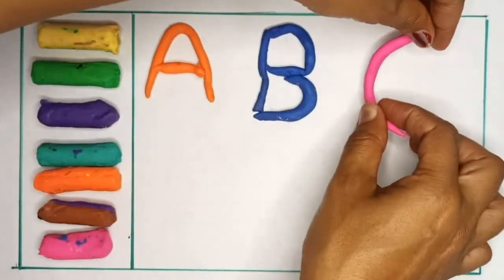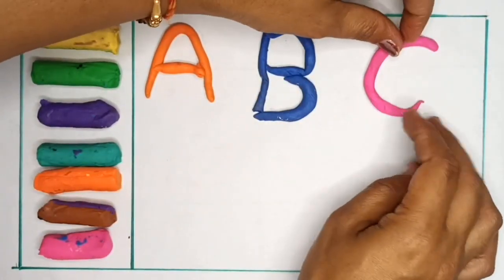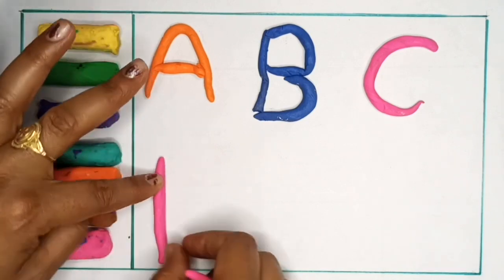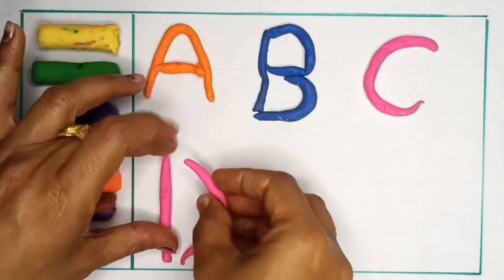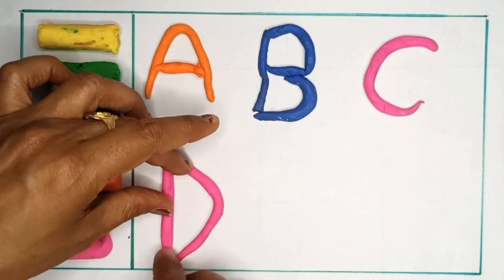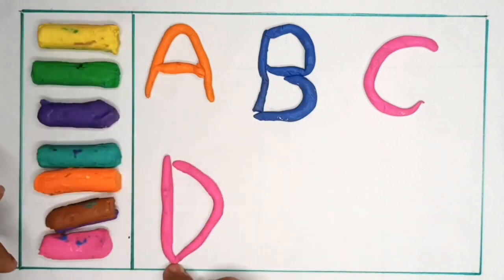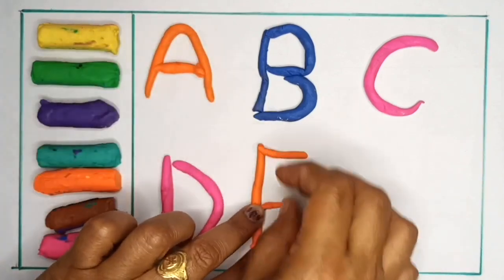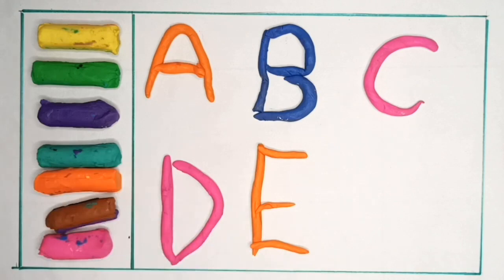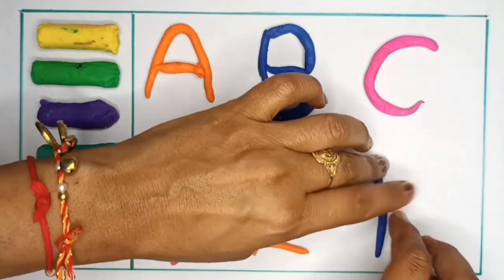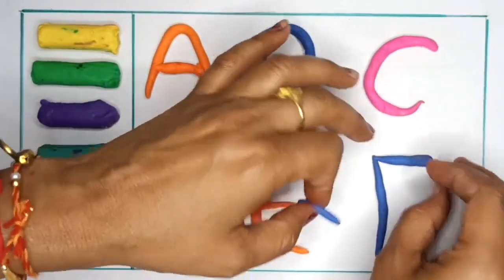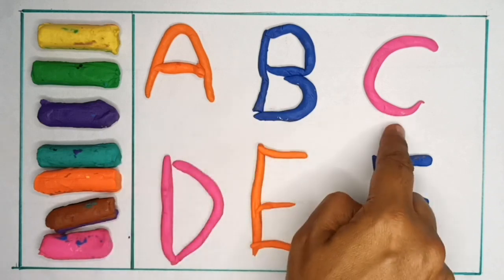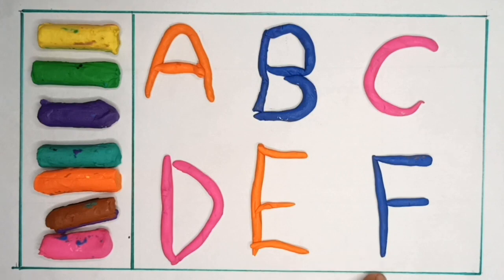C, C for cat. D, D for dog. E, E for elephant. F, F for fish. A, B, C, D, E, F. Thank you.